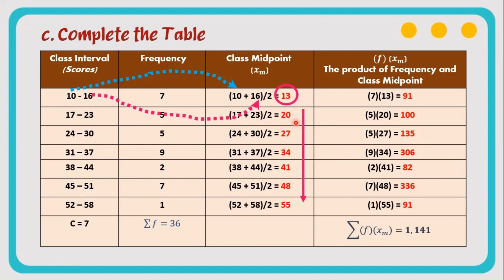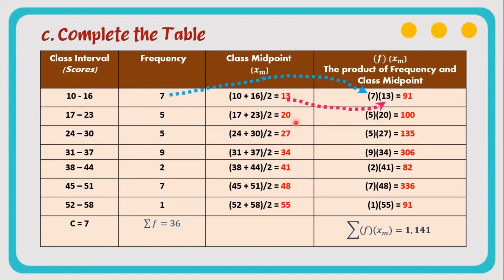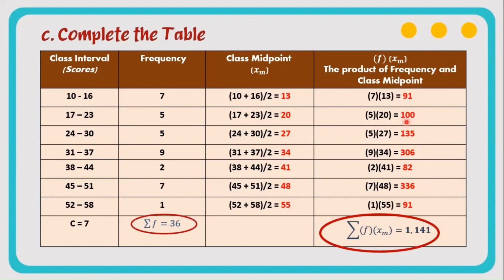Next, the product of frequency and class mark. We need to multiply the frequency and the class midpoint. That is 7 times 13, which is equal to 91. For the class interval 17 to 23, we have 5, the frequency, times 20, the class midpoint, equals 100. Follow this formula until the last class interval. After that, we will get the sum of all the products of frequency and class mark, and that is 1141. After that, we need to get the sum of the frequency, which is equal to 36.